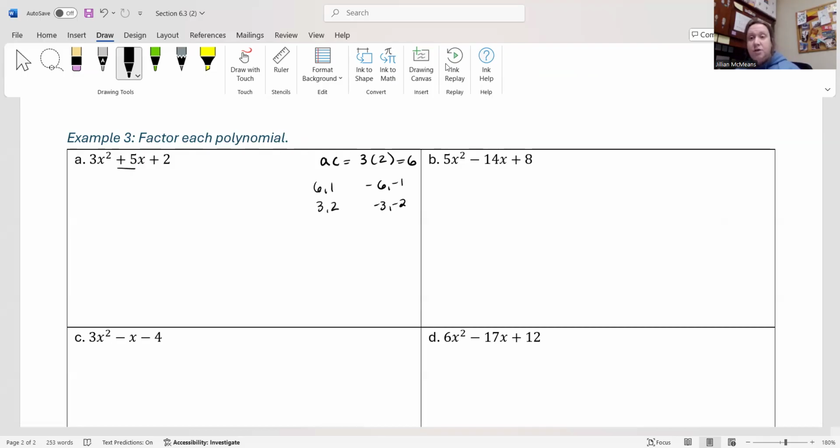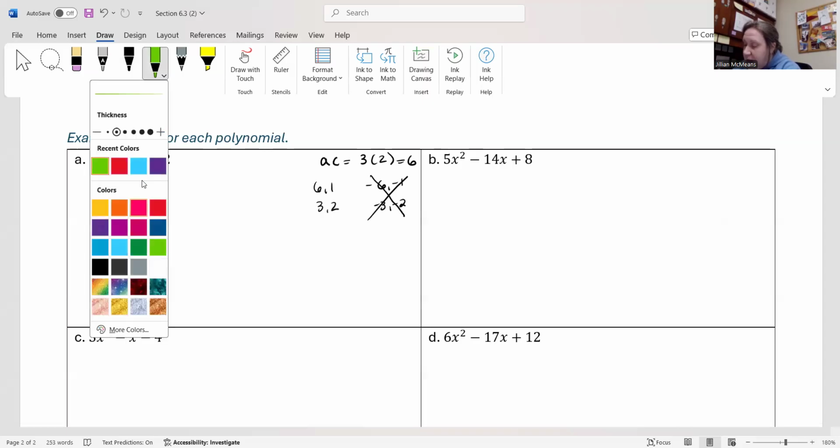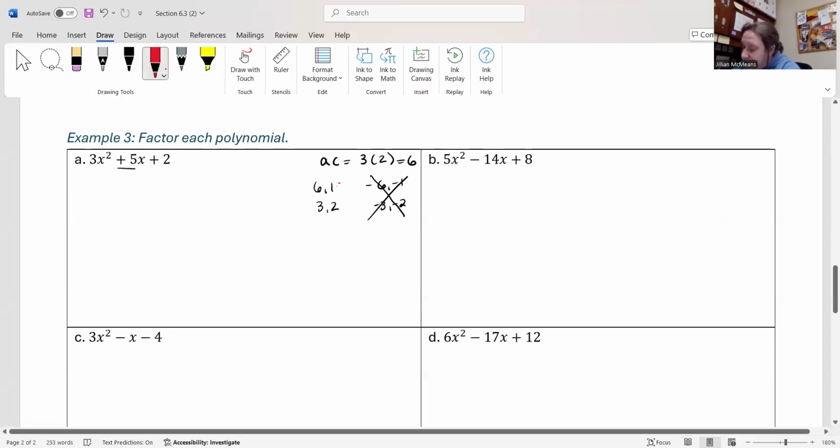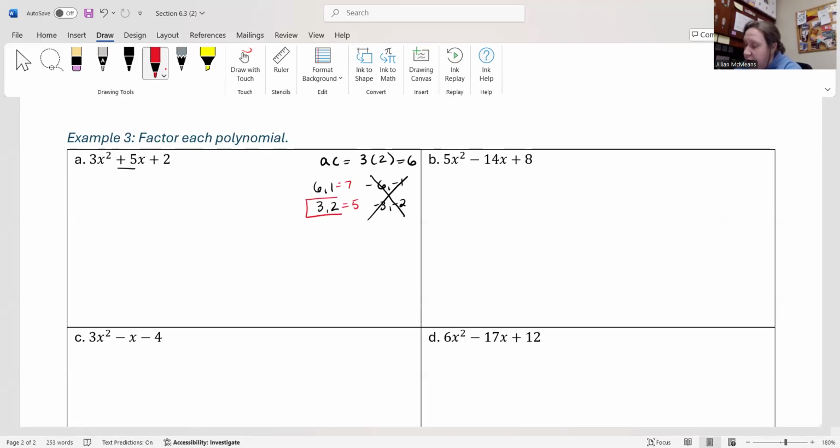There's no way to add two negative numbers and ever get a positive sum. So right off the bat, we can eliminate the negative factors. They're just not going to work here, okay? So then when we look at 6 and 1, we have a sum of 7. When we look at 3 and 2, that's the pair that's going to work because when we add those, we get 5.